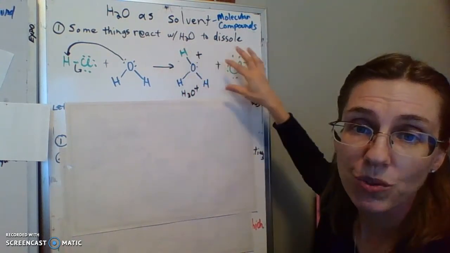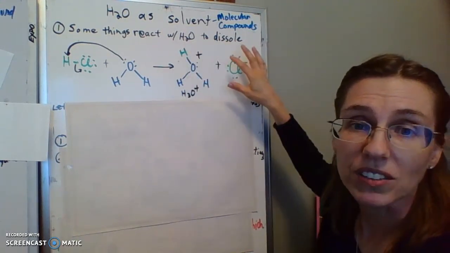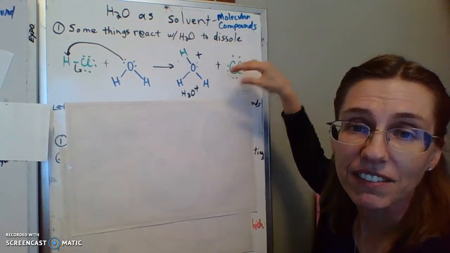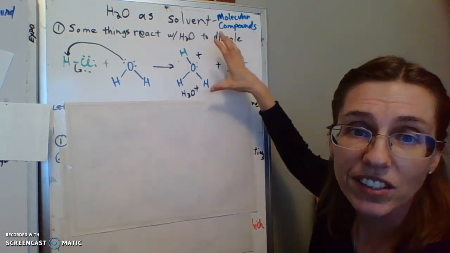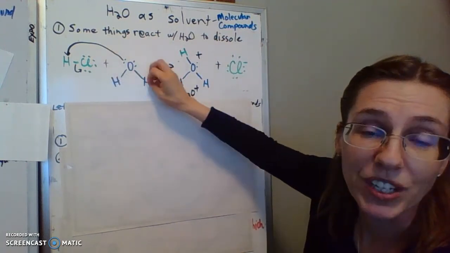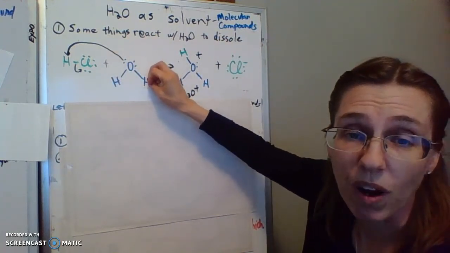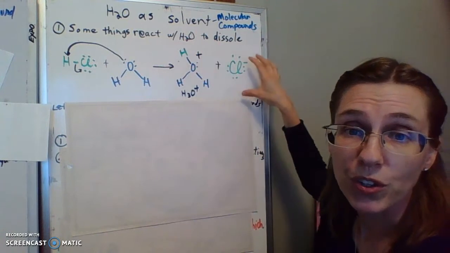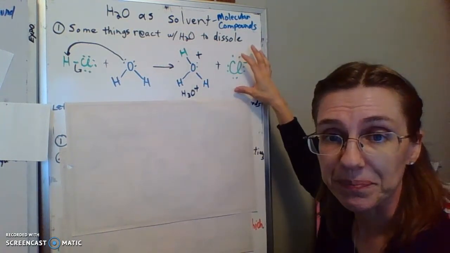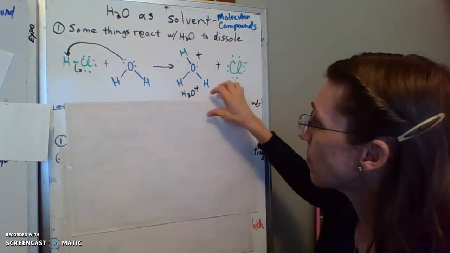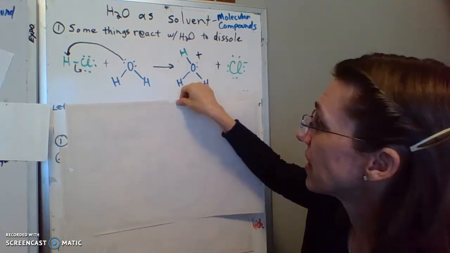And once we have two ions, these are charged particles, and they're definitely going to be soluble in water. So HCl is soluble in water because it actually goes through a chemical reaction with water and forms new compounds, or new ions at the end. So that's the way that some compounds get their solubility.